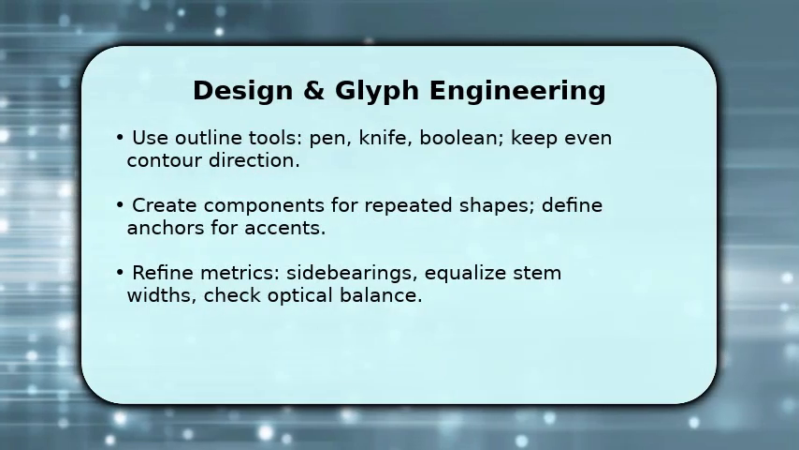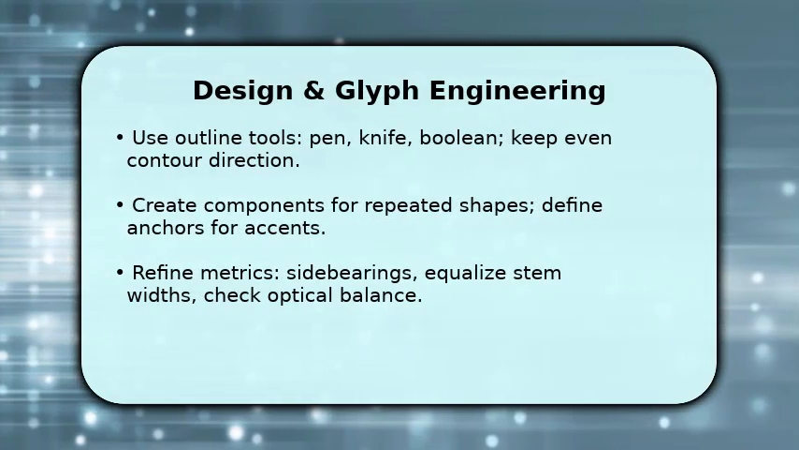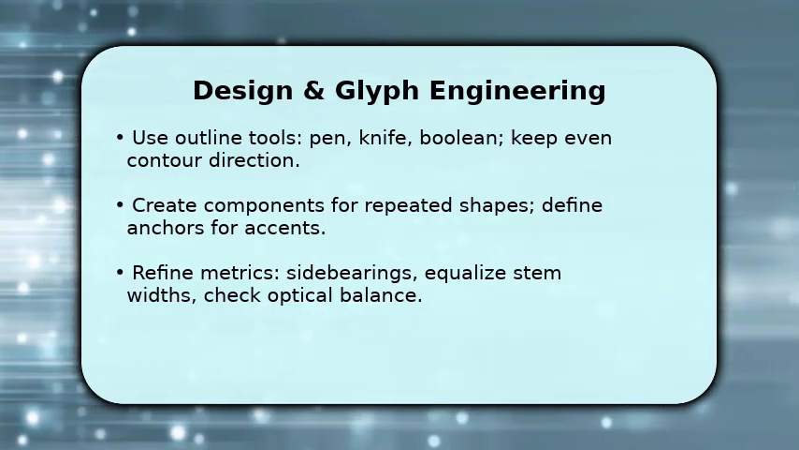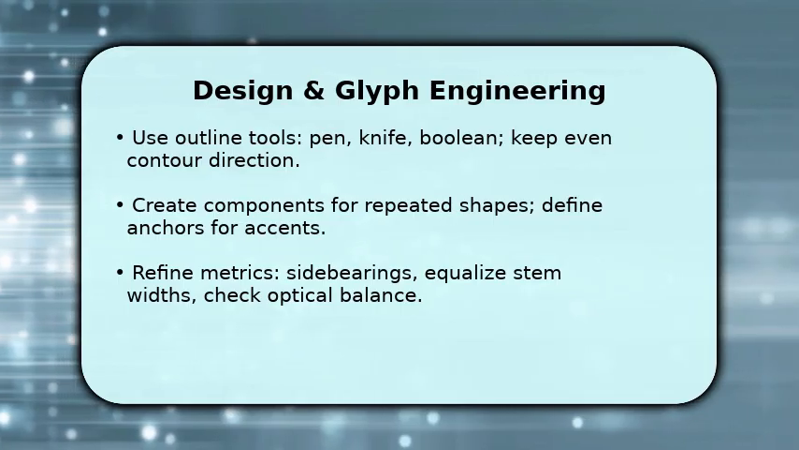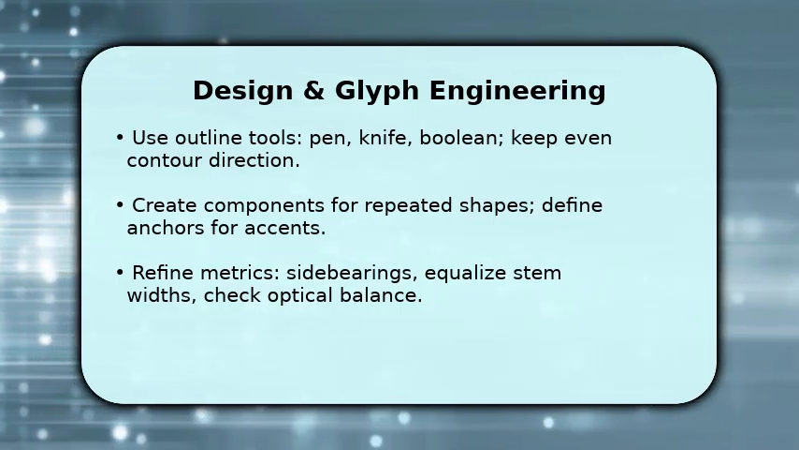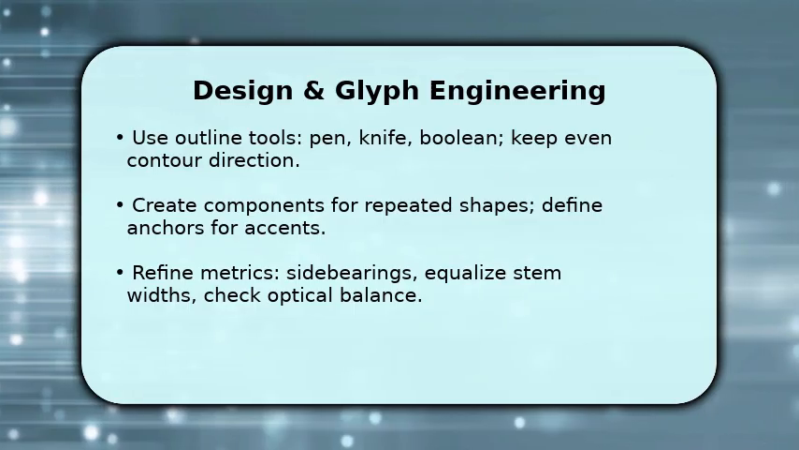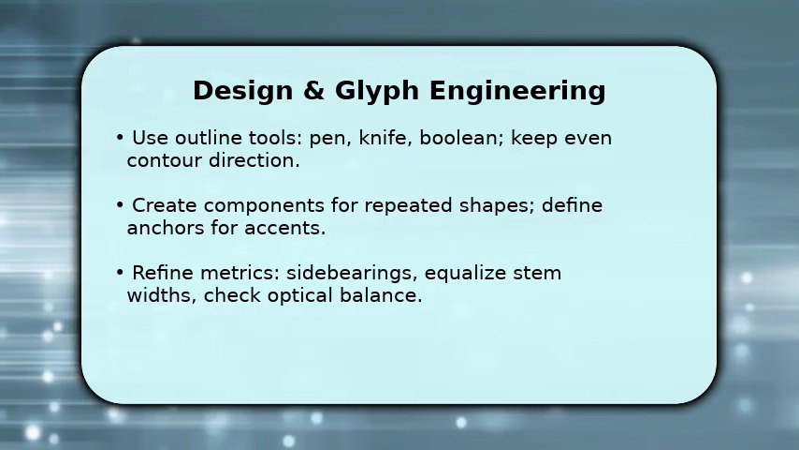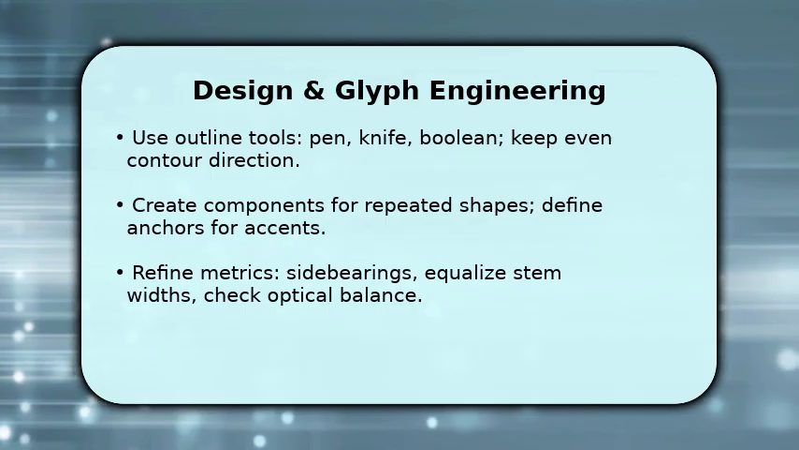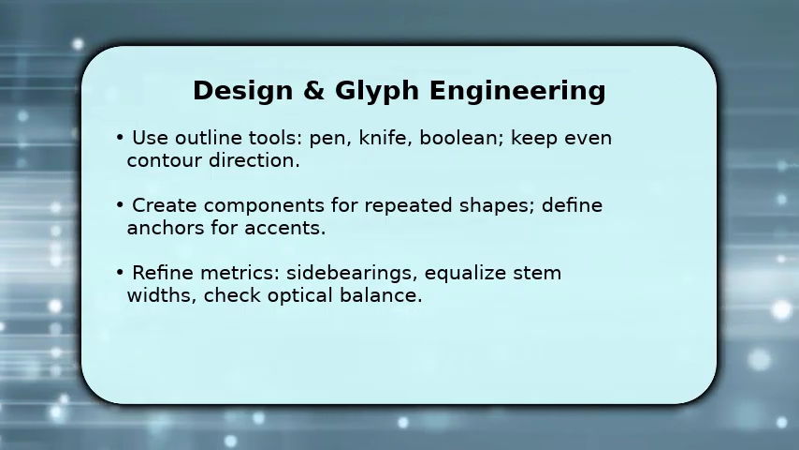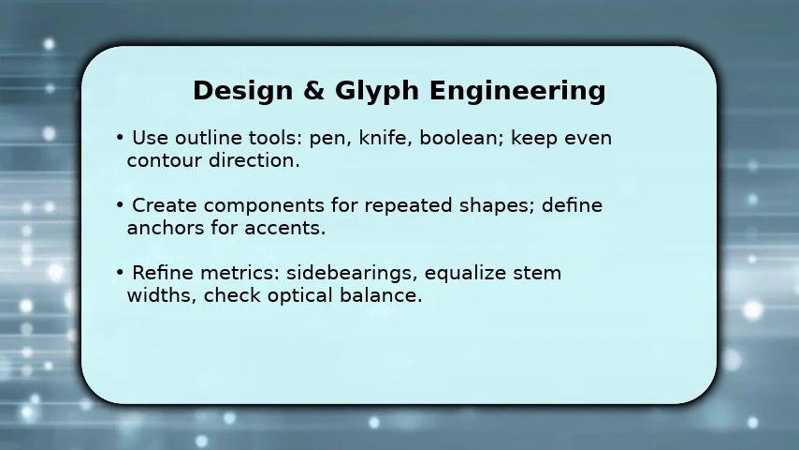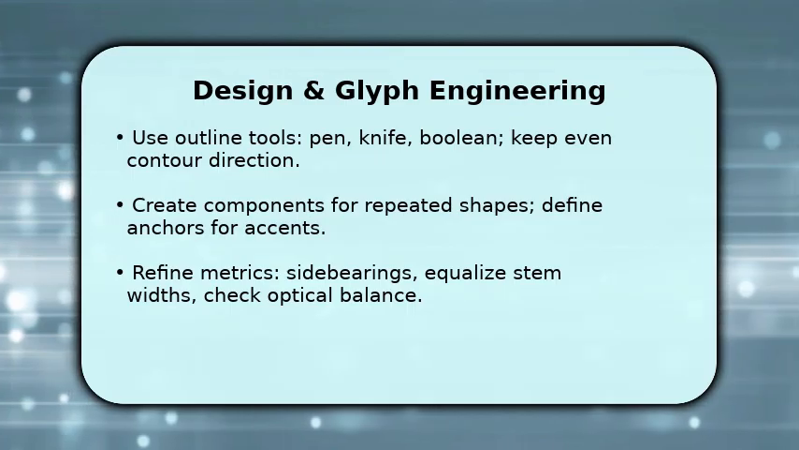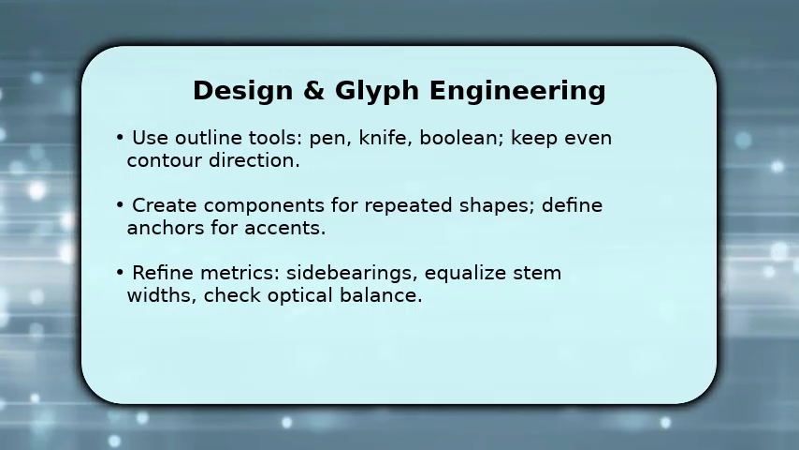You now shape the glyphs with precision. Use the pen, knife, and Boolean tools to build clean outlines, maintain clockwise contour direction, and remove overlaps so hints and exports behave predictably. Create components for repeated elements like diacritics and define anchors for accents so positioning is automatic. Adjust side bearings, unify stem widths, and visually balance counters.